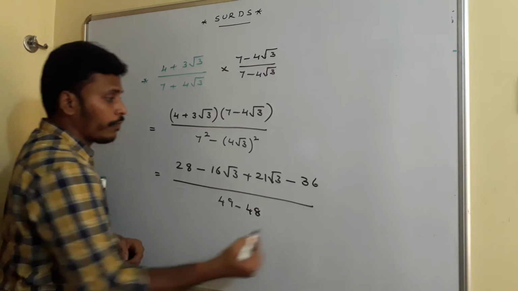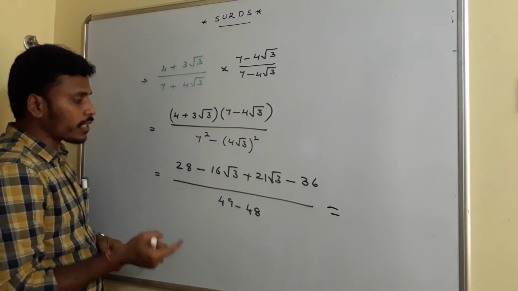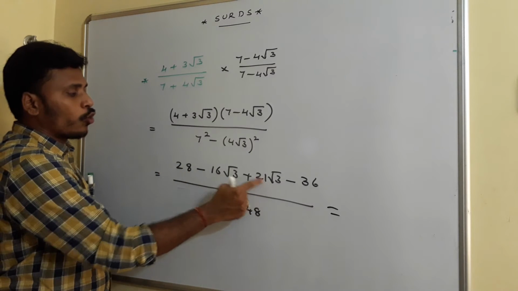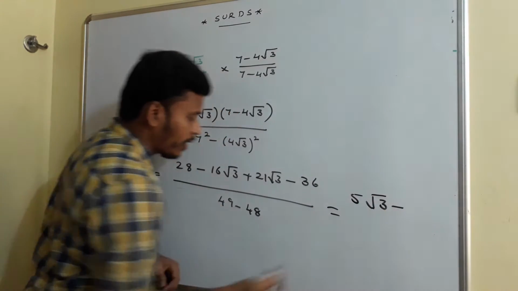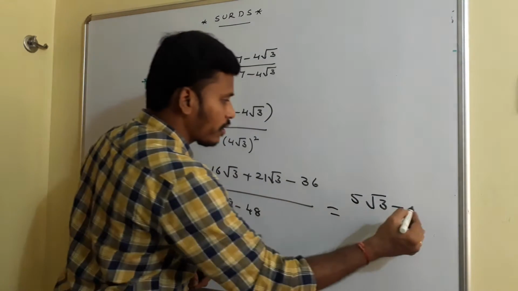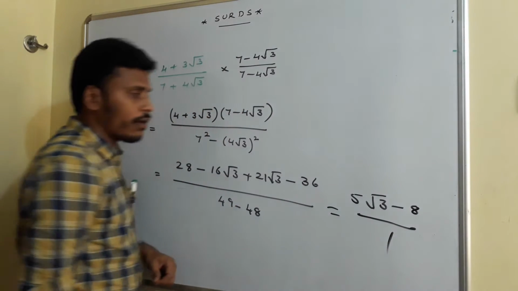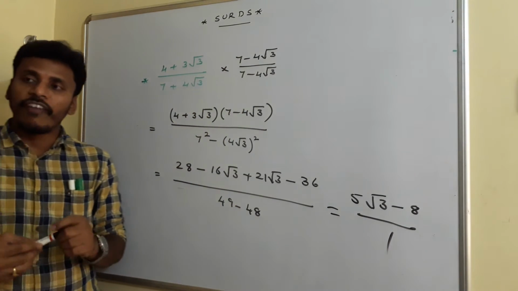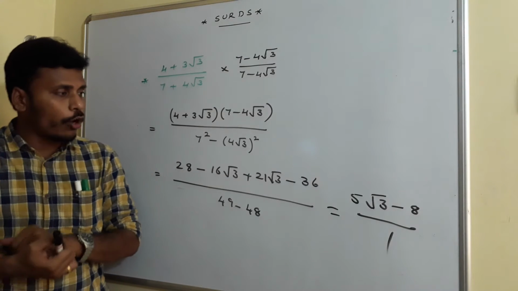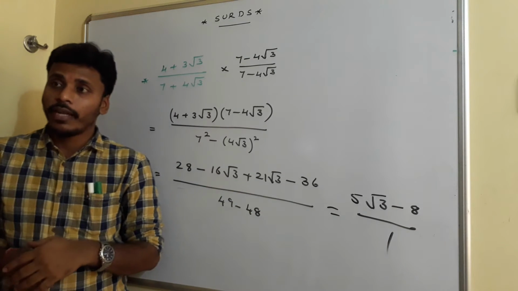4 square is actually 16 and root 3 square is 3, 16 threes is 48 here. Now if you simplify, it becomes 21 root 3 minus 16 root 3 is 5 root 3, minus 28 minus 36 is minus 8, divided by 1. See, they ask us to make the denominator rational. So, by multiplying with the rationalizing factor of the denominator, your answer is 5 root 3 minus 8 by 1.